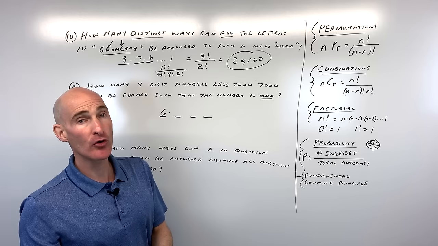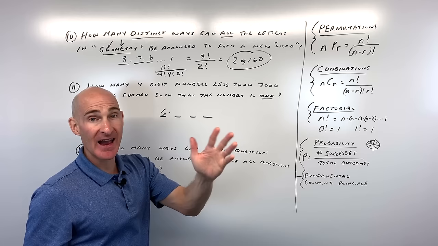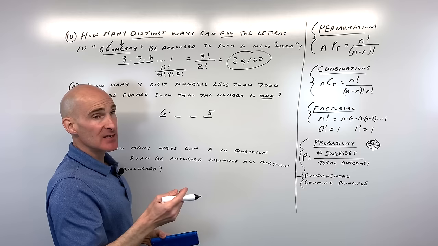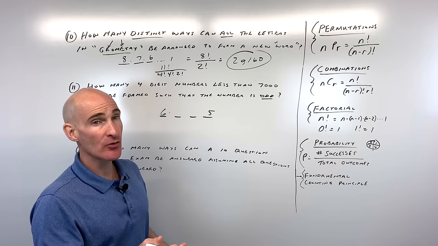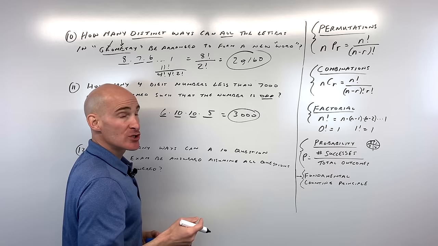Let's jump to this last number here. If we want it to be odd, the only way is if the last digit is odd. It has to be a 1, 3, 5, 7, or 9, so there's 5 different outcomes for the last digit. But these 2 middle digits could be 0, 1, 2, 3, 4, 5, all the way up to 9. So there's 10 possibilities for the second digit and 10 for the third. If you multiply these together, 6 times 5 is 30, times 100, which comes out to 3,000.